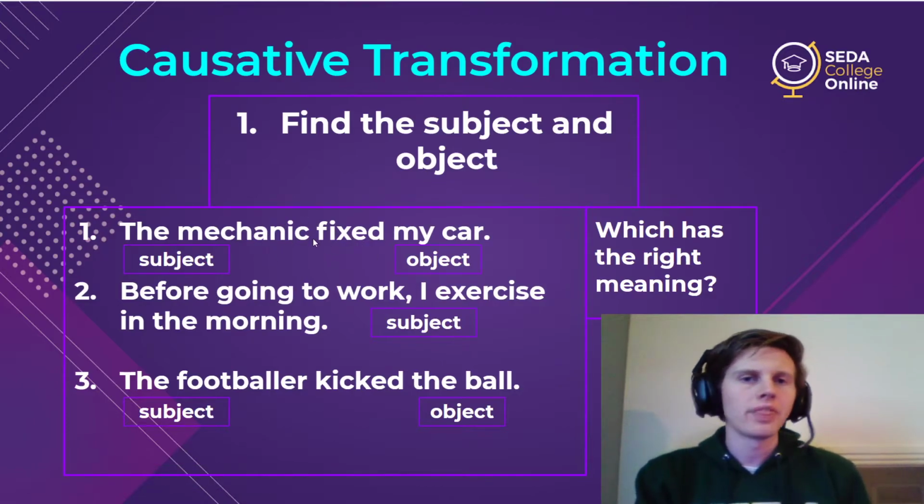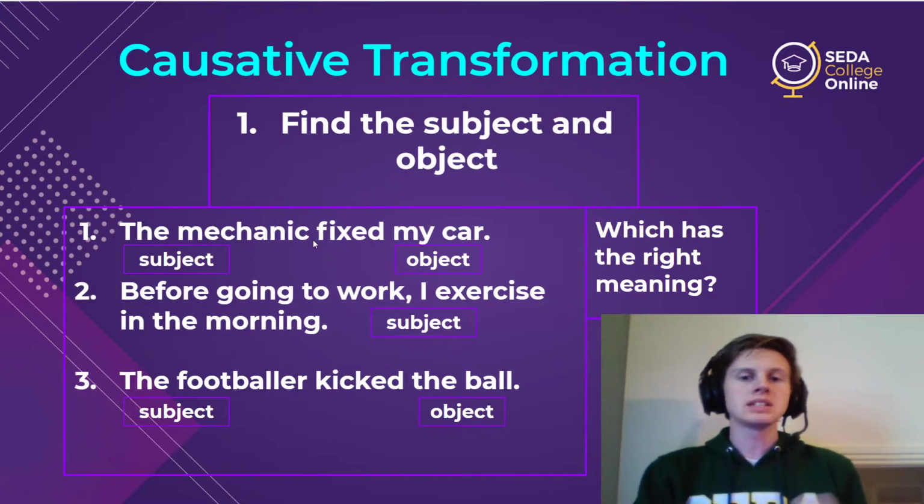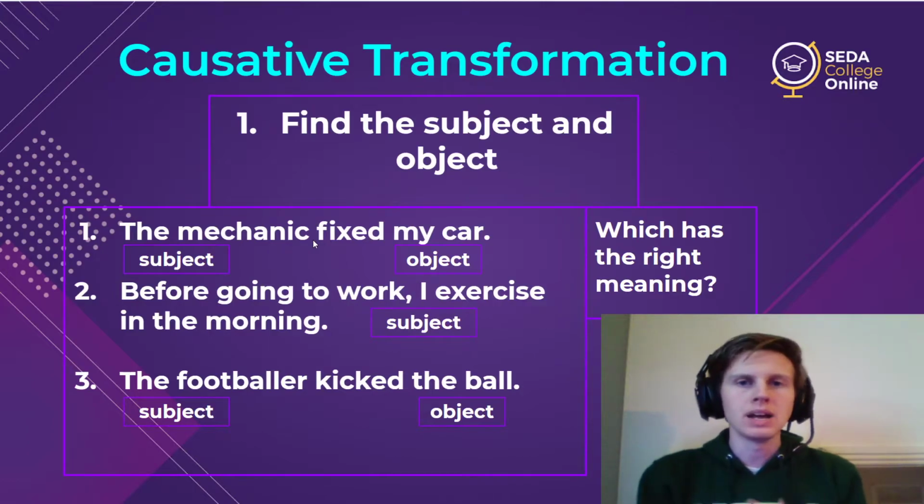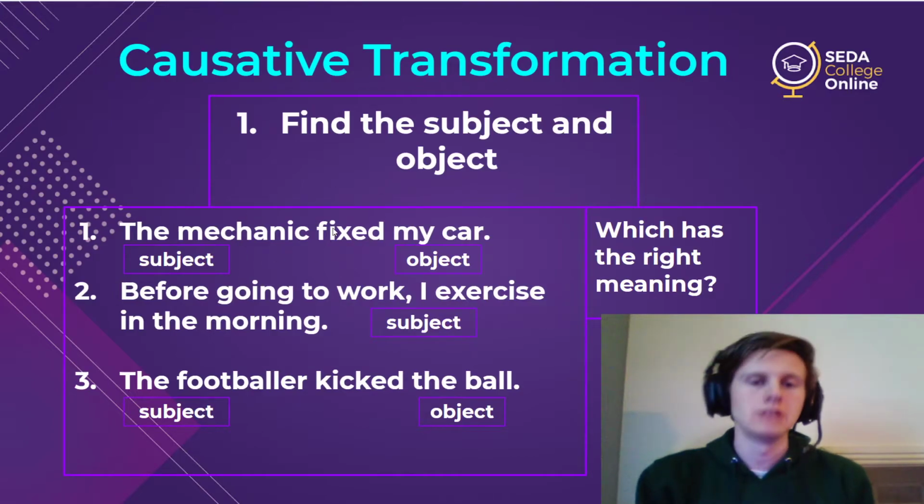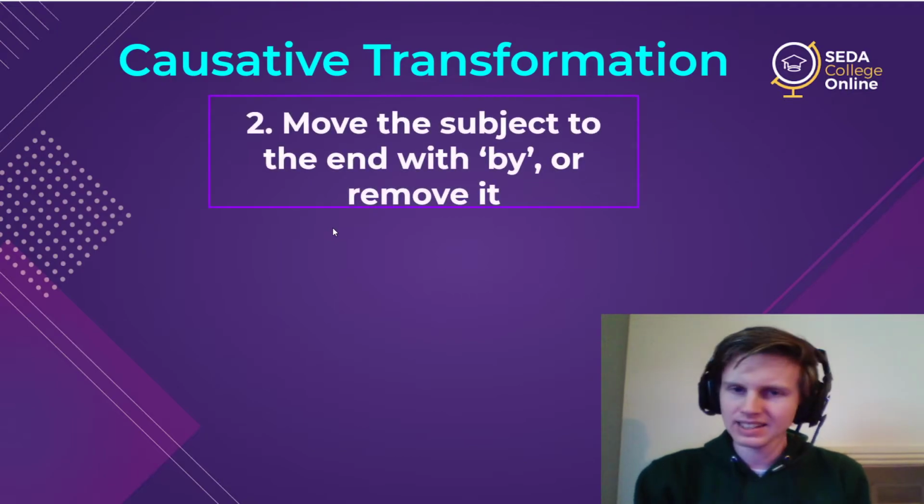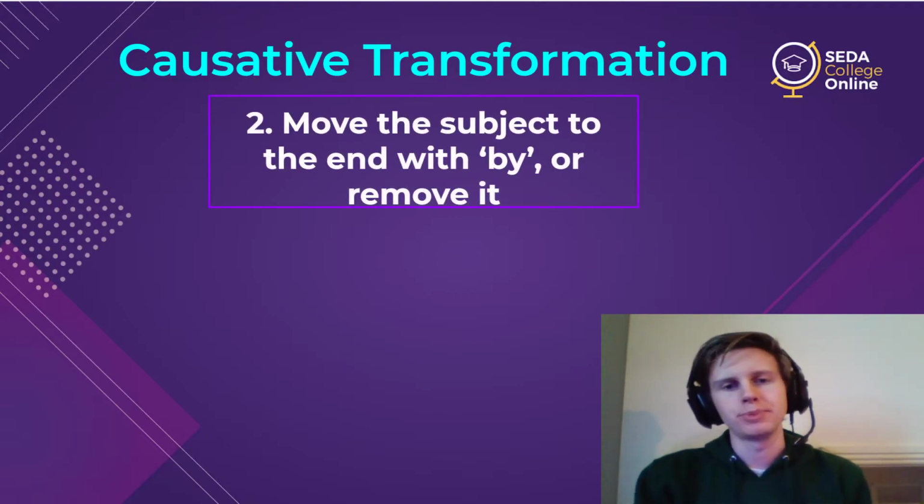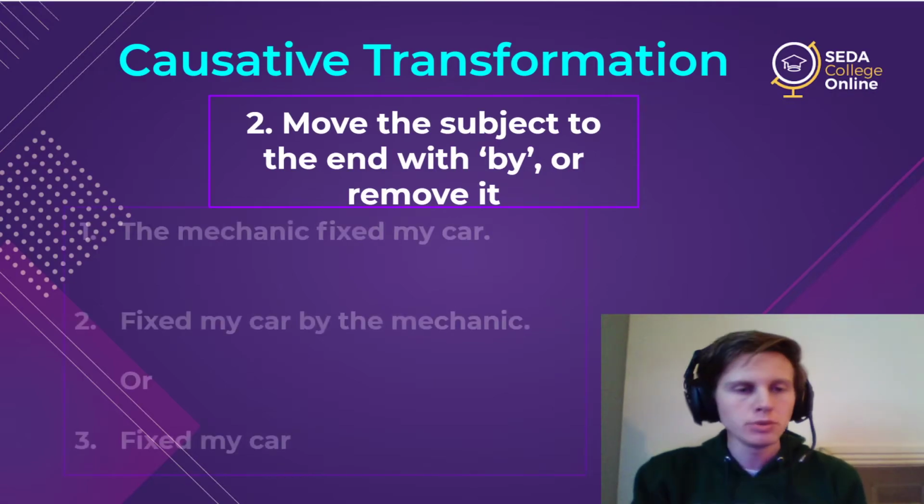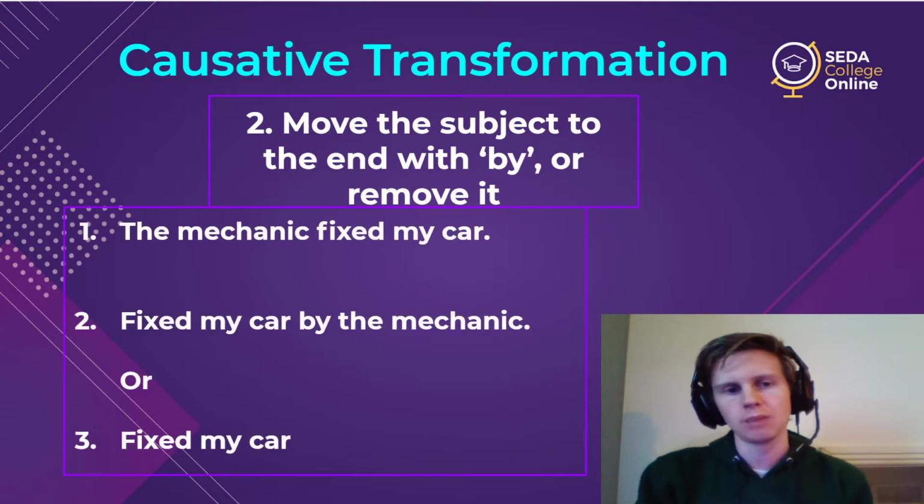This is the only one that can become causative because this is the only one where money or influence or control, anything like that, is involved. This is the only one that has that. So we'll take number one. The next step is to move the subject to the end. And as I said, we can do it with a by or we can remove it. So we have a couple options here.